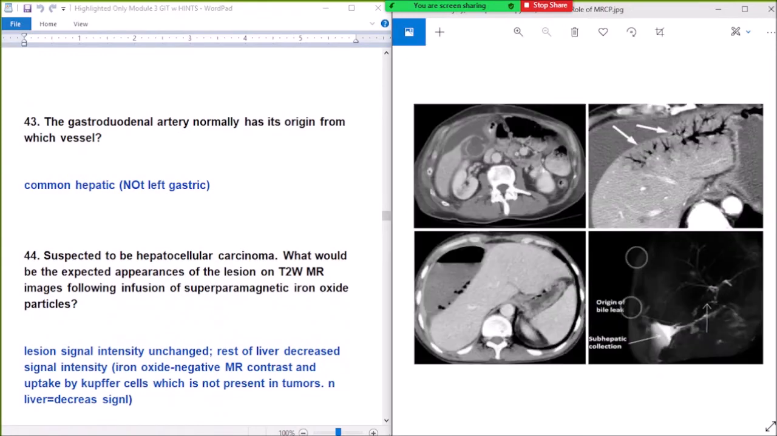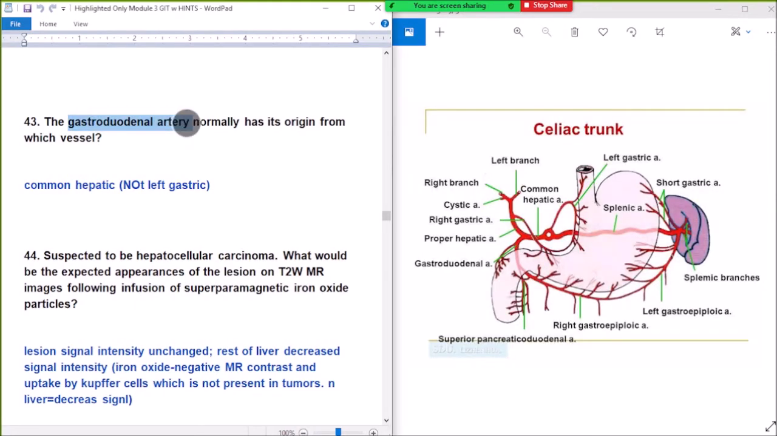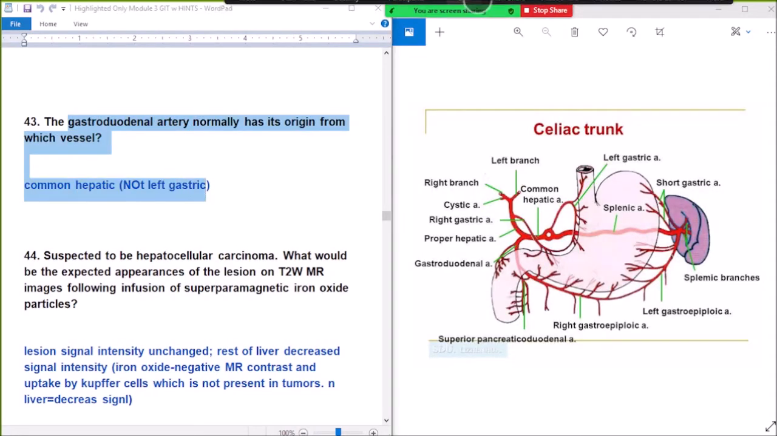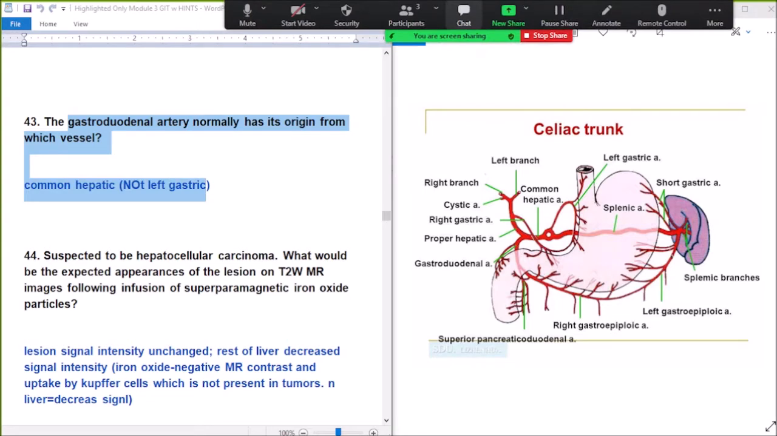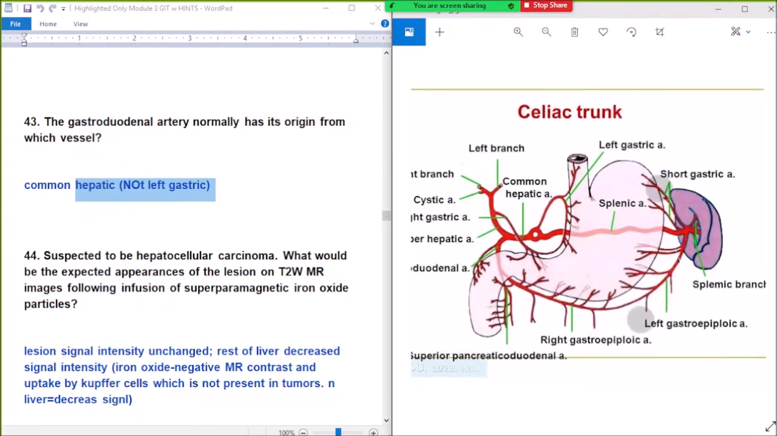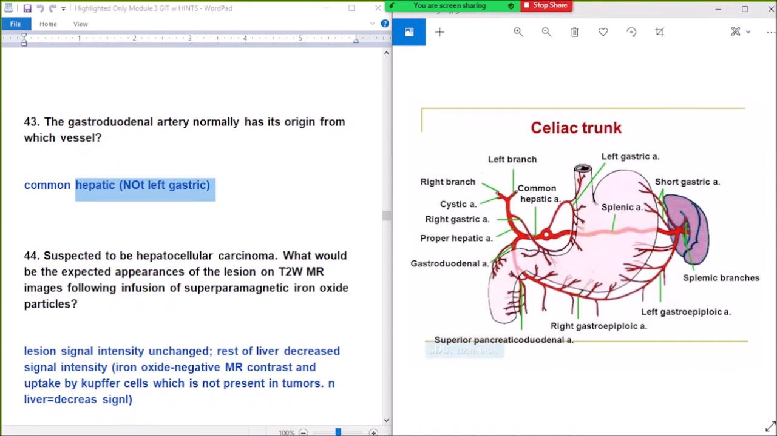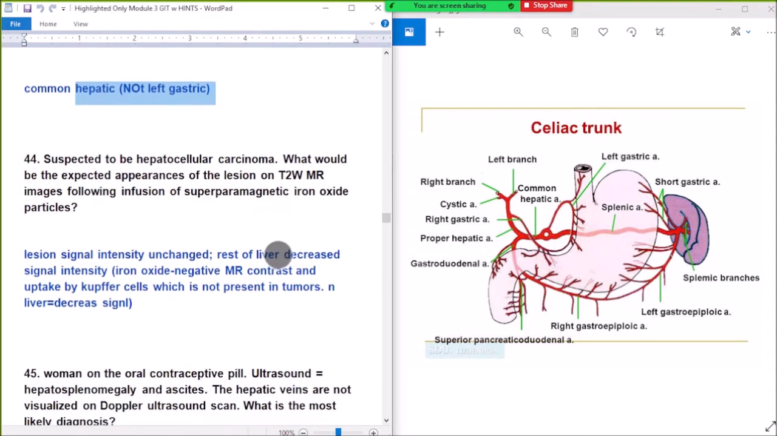Question number 43. The gastroduodenal artery normally has its origin from which vessel? Common hepatic artery. The gastroduodenal artery has its origin from the common hepatic artery. Question 44.